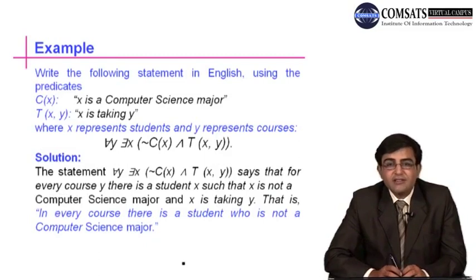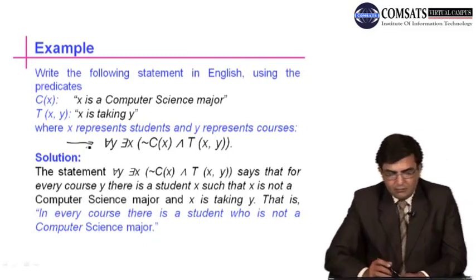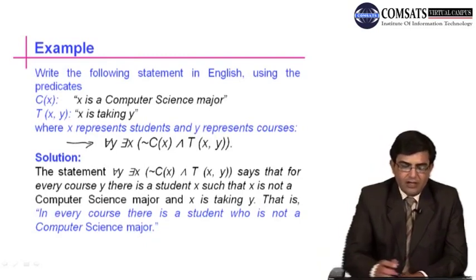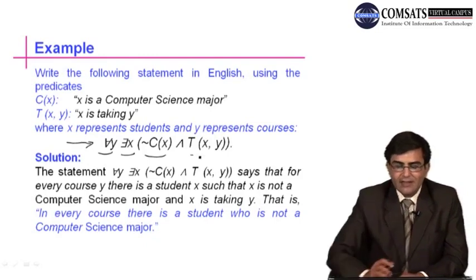Write the following statement in English using predicates: C of x, where C of x is x is a computer science major, T of x,y, where T of x,y is x is taking y, where x represents students and y represents courses. We have to express it in informal language. So we have: for all y there exists x, not C of x and T of x,y.